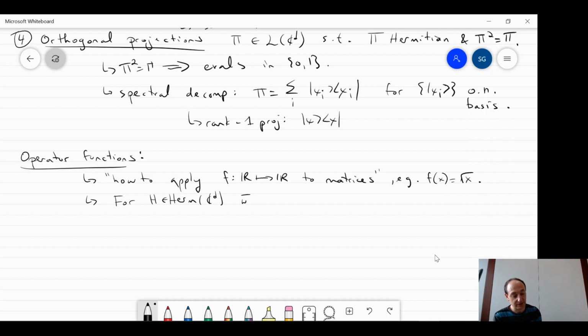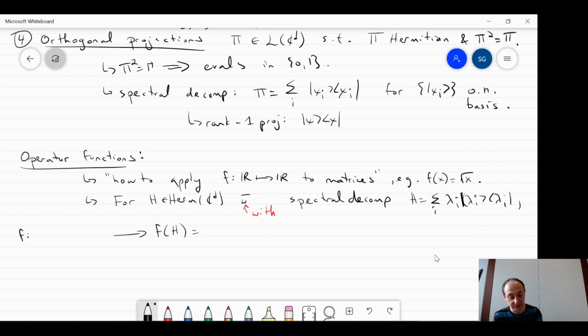And whenever I write W bar, that's my lazy way of writing "with" in this course. So a Hermitian operator with a spectral decomposition, H equals the sum over i, lambda i, ket-bra lambda i. The generic definition of an operator function will be f of H as an operator, right? What is that? And remember, of course, what we want to do is, the signature for this function is take me from a Hermitian operator on C^d to a Hermitian operator on C^d.